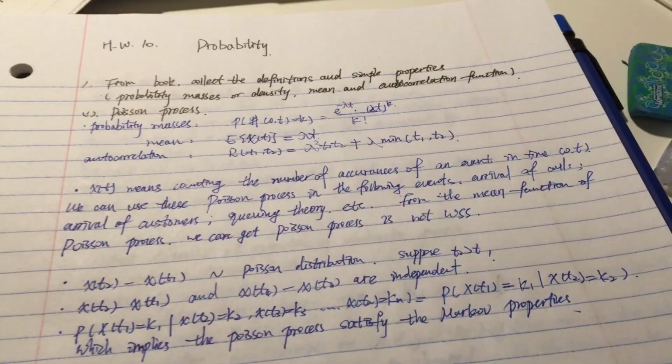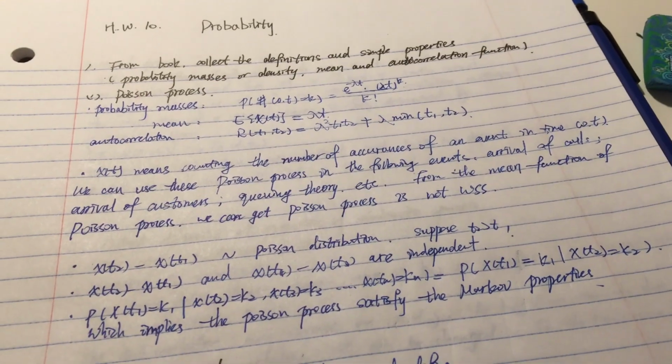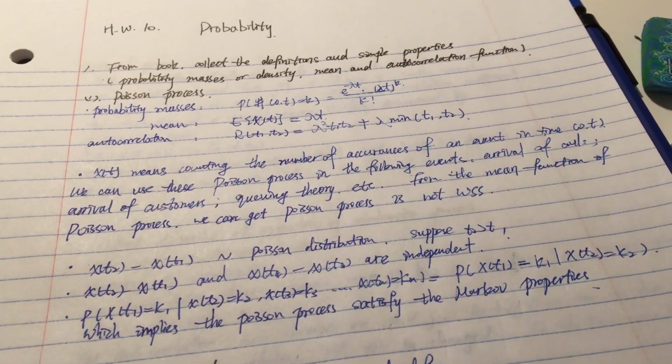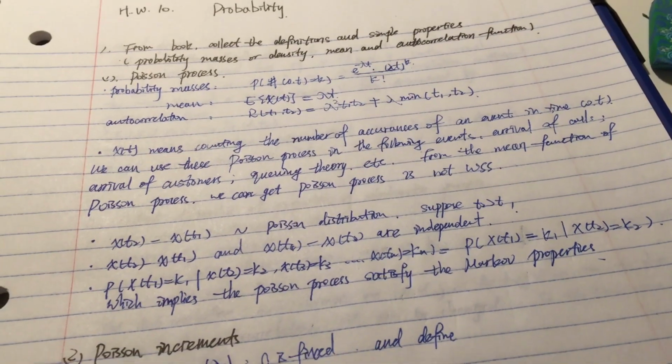I'm Xuelian Li and I'm doing the first question of homework 10 of Probability and Stochastic Processes. The first question is to collect the definitions and simple properties of the following processes.